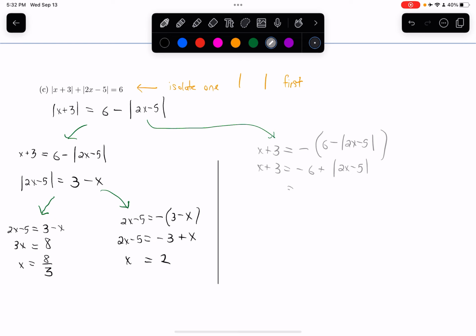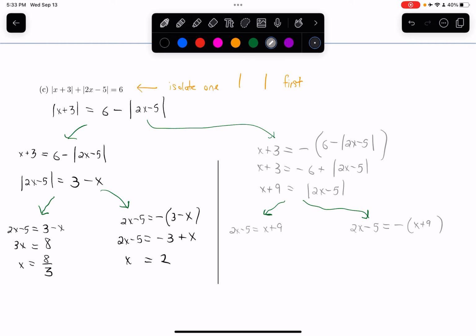So I'll get absolute value of 2x minus 5 by itself. I will add 6 over to the left, and that gives me x plus 9. Now the absolute value is isolated, so I get to do my stuff and junk thing. So the stuff that's inside, which is 2x minus 5, it either equals the junk on the other side, x plus 9, or the 2x minus 5 equals the negative parentheses, all of that junk.